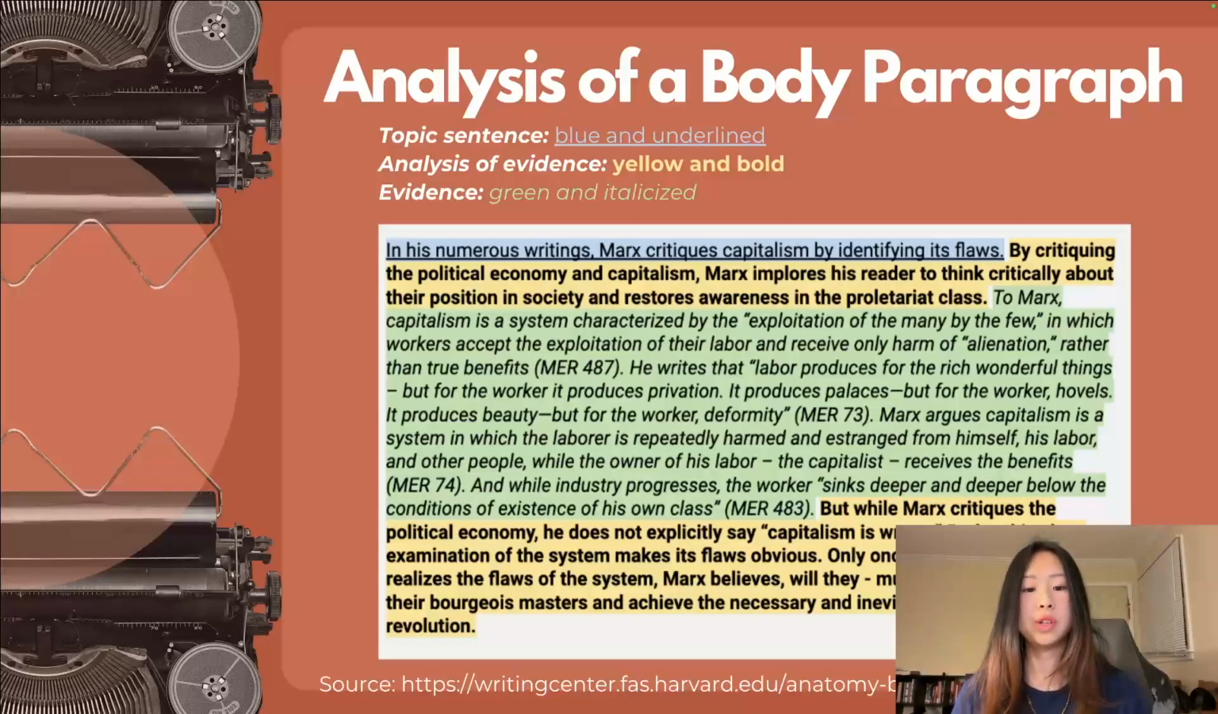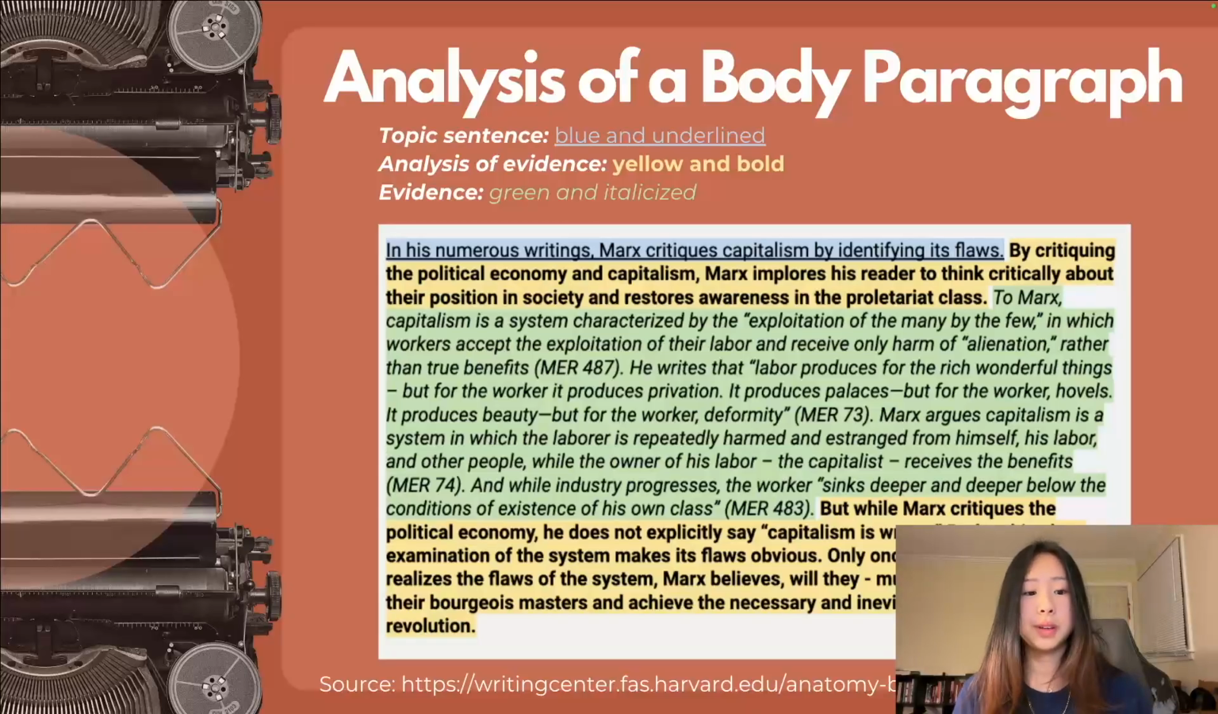Now I want you to turn your attention to the yellow highlighted sections. These are the student's analysis. This is where the student explains why the evidence matters. He doesn't just drop quotes in there without explaining them. He interprets them for the reader. He explains how Marx shows that capitalism harms workers, isolates them from their labor, and deepens inequality. So this evidence and this analysis connect back to the main idea of the paragraph.